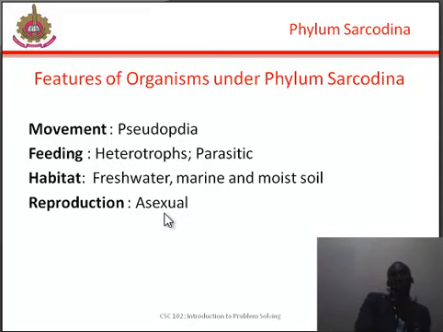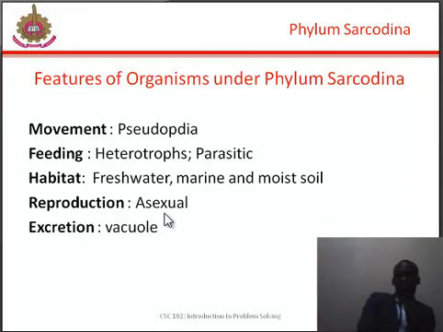Sarcodines also reproduce asexually. Most sarcodines use an organ called vacuole as their excretory organ. This is used to pump out excess water from their body. This excess water is dangerous to their body. So vacuole is the excretory organ that is used to pump out excess water from their body.